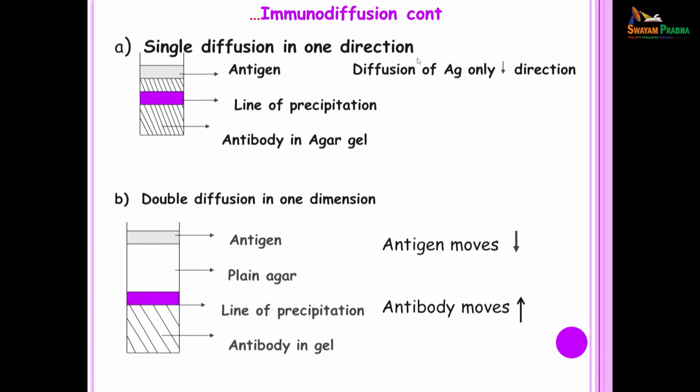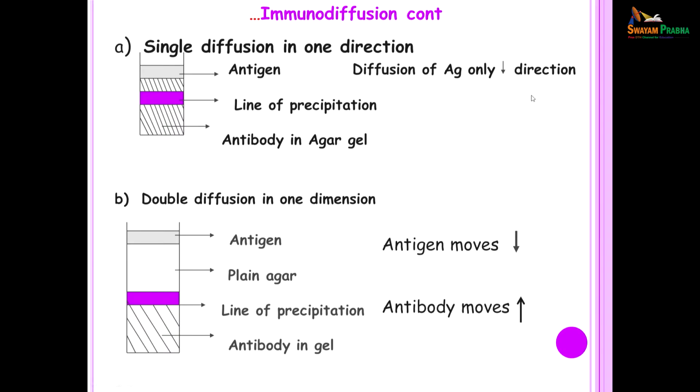So, now if we take agar, to which we have added antibody and pour it into a test tube, then form a layer of antigen on it, the antigen will diffuse into the antibody containing gel and you get a line of precipitate. This is referred to as single diffusion in one direction because the antigen has moved in only one direction.